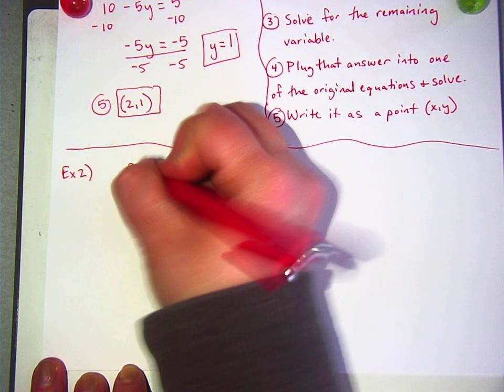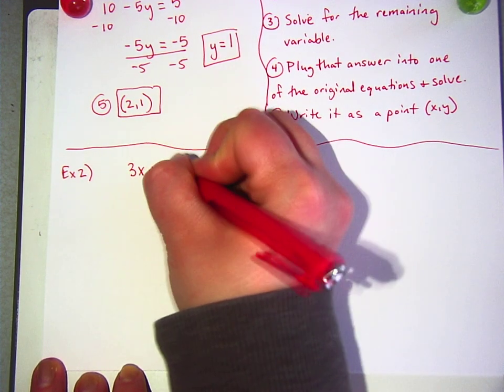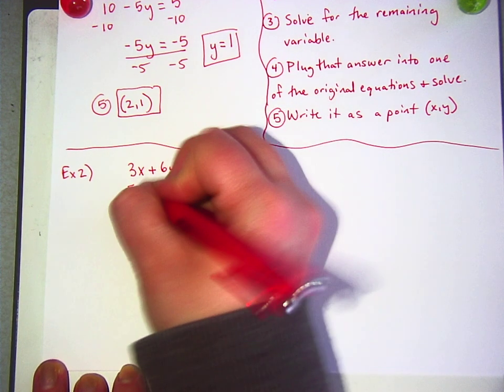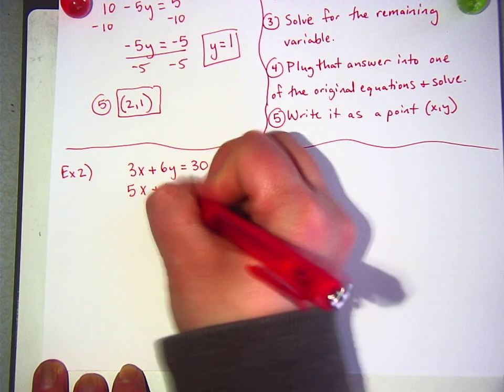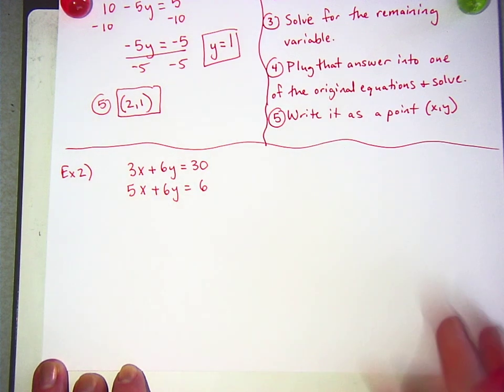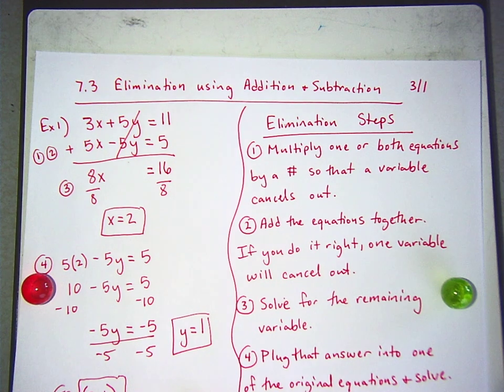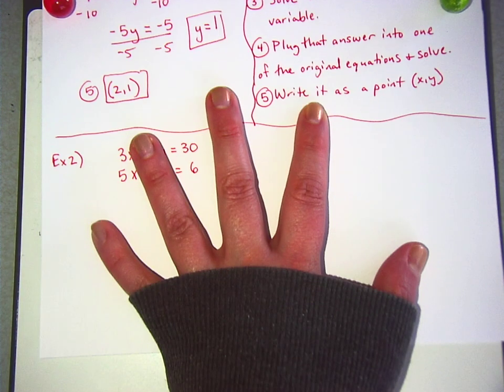Everybody write down 3x plus 6y equals 30, and 5x plus 6y equals 6. Okay, can you see what's set up to cancel out right now? The 6's, but would they cancel out if we added them together right now? No, so instead we're going to do that step 1. Step 1 says multiply one or both equations by a number so that something cancels out.